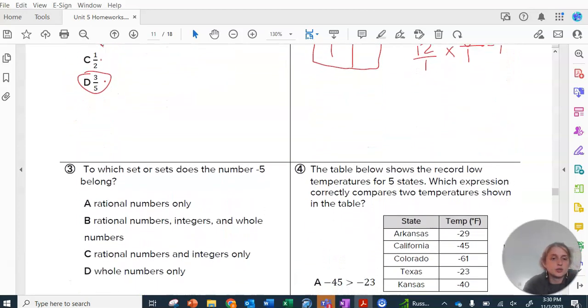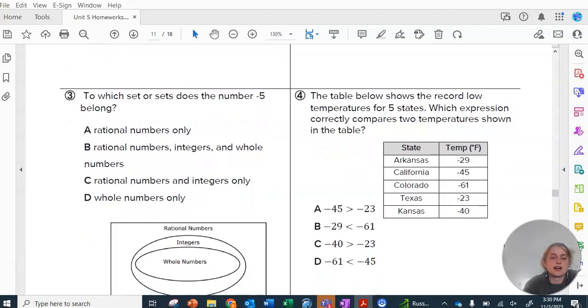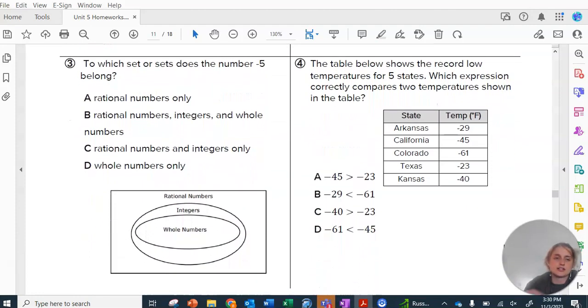Number 3, to which set or sets does the number -5 belong? Oh, this has been a very long time since we've done these. This was a Unit 1 question. So we remember that whole numbers are numbers you can count on your fingers. 0, 1, 2, 3, 4, 5, things like that. These are only positives, plus 0, which isn't technically positive or negative. And they're not fractions, they're not decimals, because I'm not counting like 1/2 of a finger and 1/8 of a finger. We don't do that. So a 5 would fit here, but a -5 would not. So no to the whole numbers.